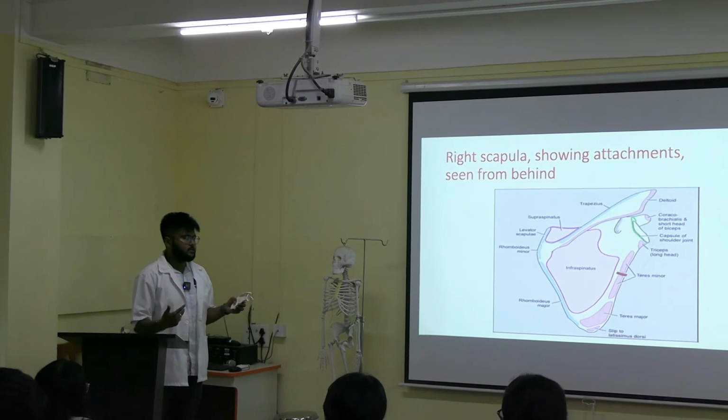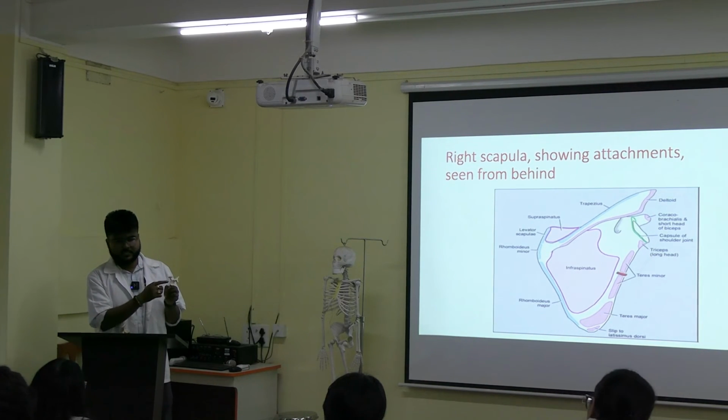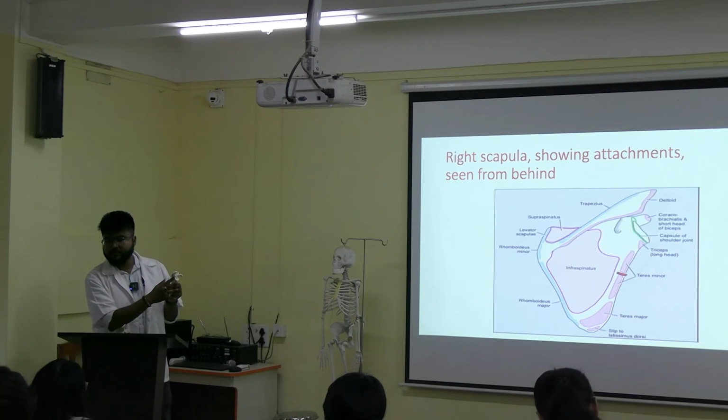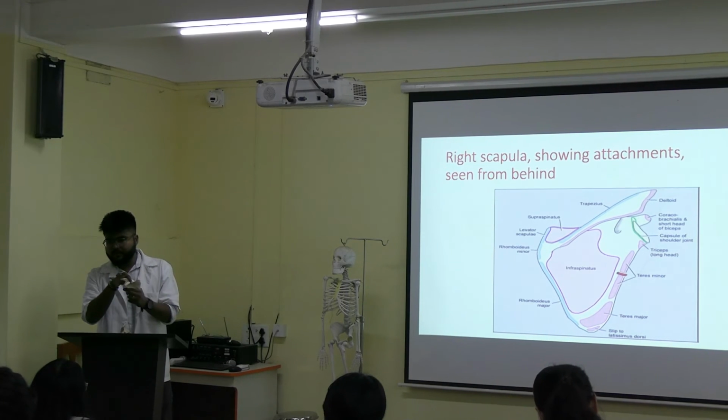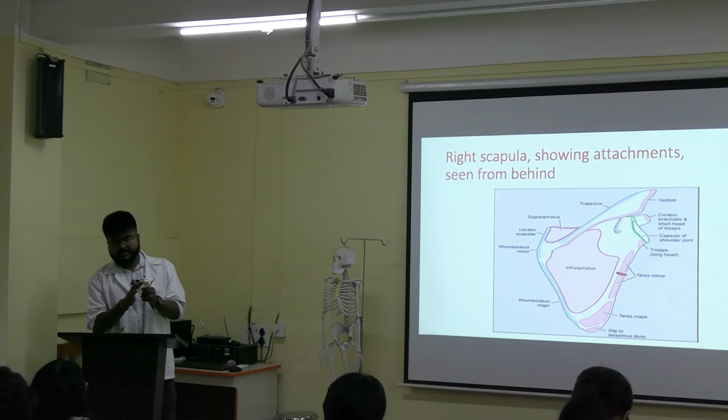Now there are two foramen, meaning notches. Two notches are present. This is called your spinoglenoid notch and suprascapular notch. Here the suprascapular nerve and artery pass through this.